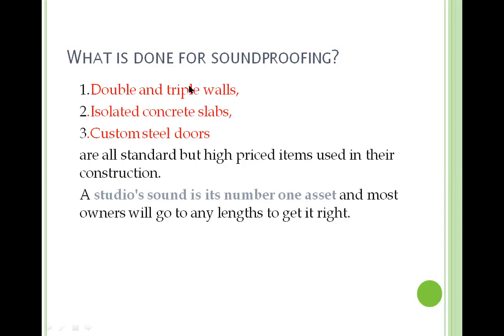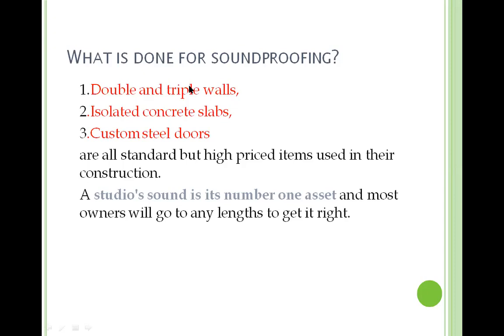Third option to have soundproofing is custom steel doors. The doors of the room are also purely steel manufactured. There is no availability of wooden or some other material doors. So these are some of the options to provide soundproofing. Your room should be having double and triple walls. Your ceiling, concrete slabs and flooring should be isolated. The doors of that room should be steel doors.